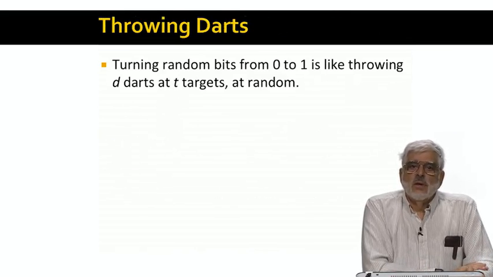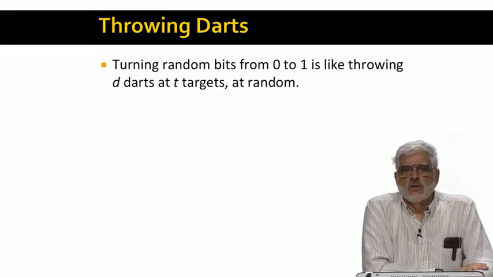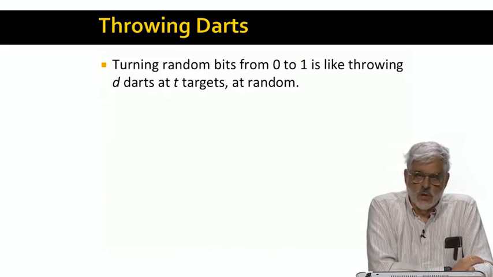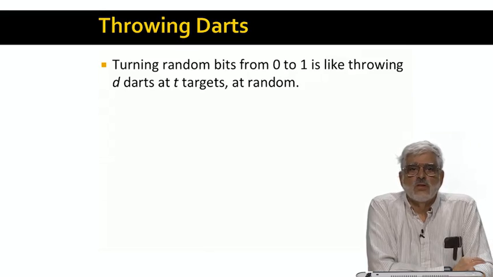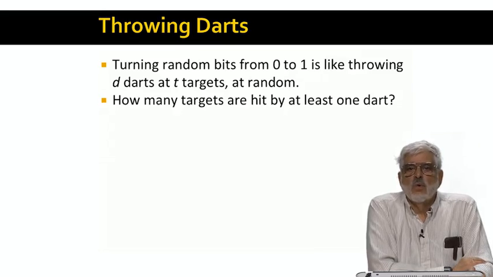I like to think of picking random bits of a Bloom filter to set to 1 as throwing darts at a collection of targets, one target for each bit of the array. So suppose we have d darts. In our intended application, d would be the product of the number of inserted items times the number of hash functions. Also, let there be t targets. T would be the number of bits in the array. What we want to know is how many targets are hit by at least one dart. These are the bits that get set to 1.